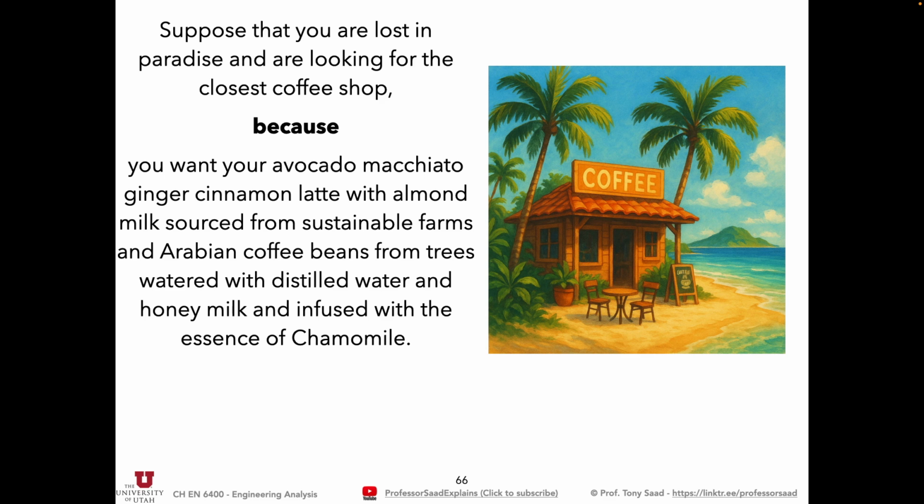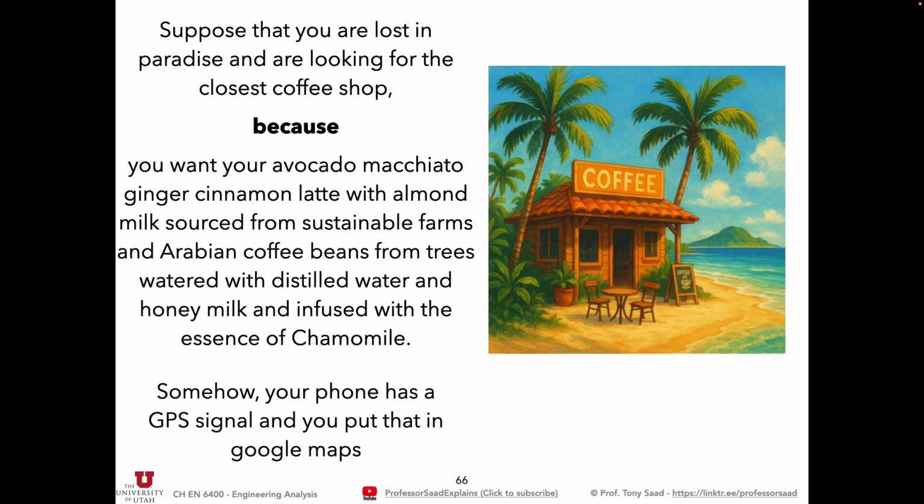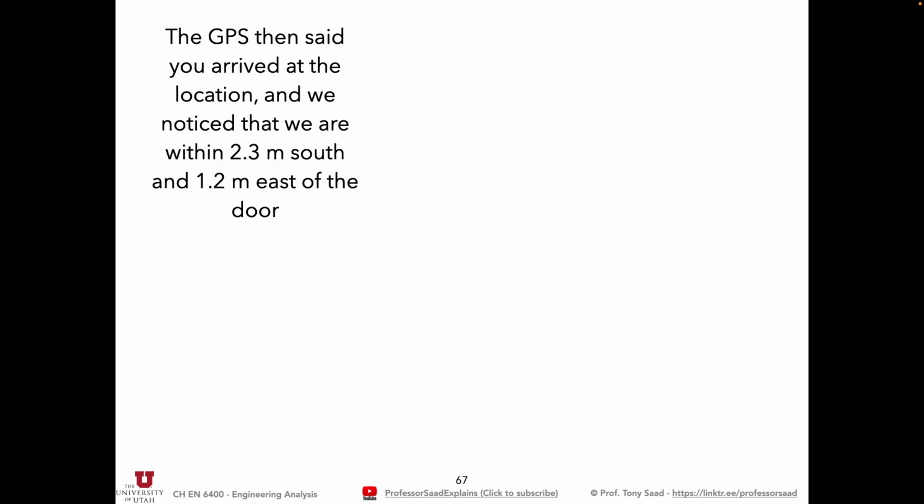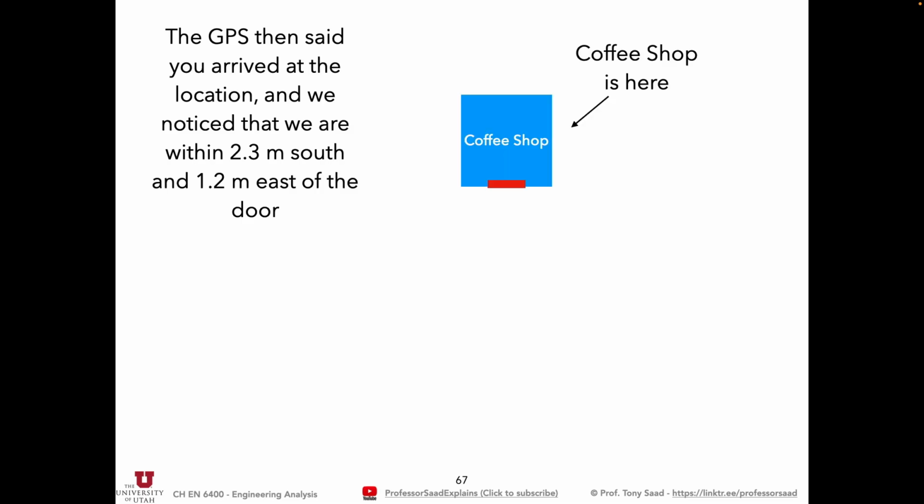But anyway, you want that very special coffee, and somehow your phone in the middle of nowhere has a GPS signal, and you put that in your Google Maps. You say, okay, find me the Paradise Coffee or whatever you want to call it. Then the GPS tells you, go follow this direction, and you keep following the map. And then the GPS gets you to the coffee shop. Well, close enough, but from a technical perspective, it doesn't really get you to the coffee shop. It gets you within the vicinity of the coffee shop.